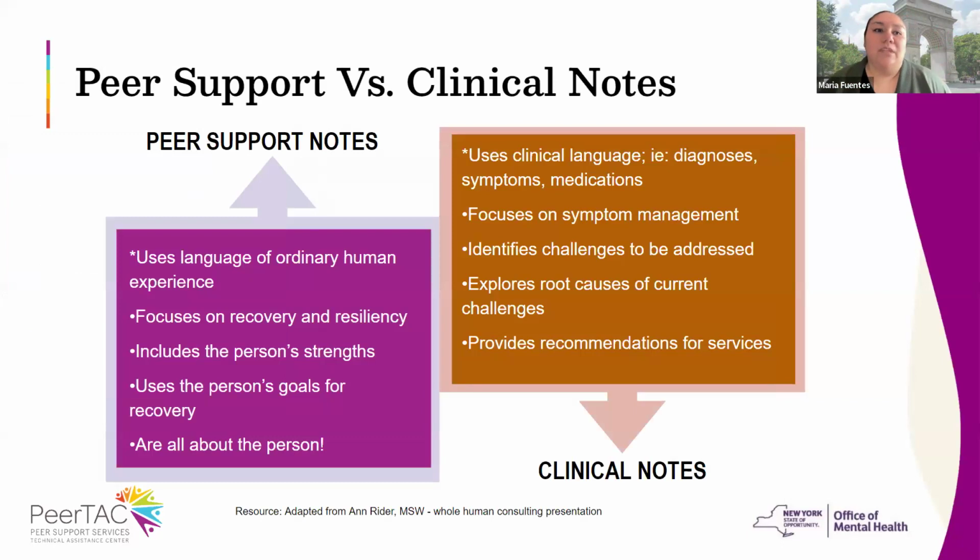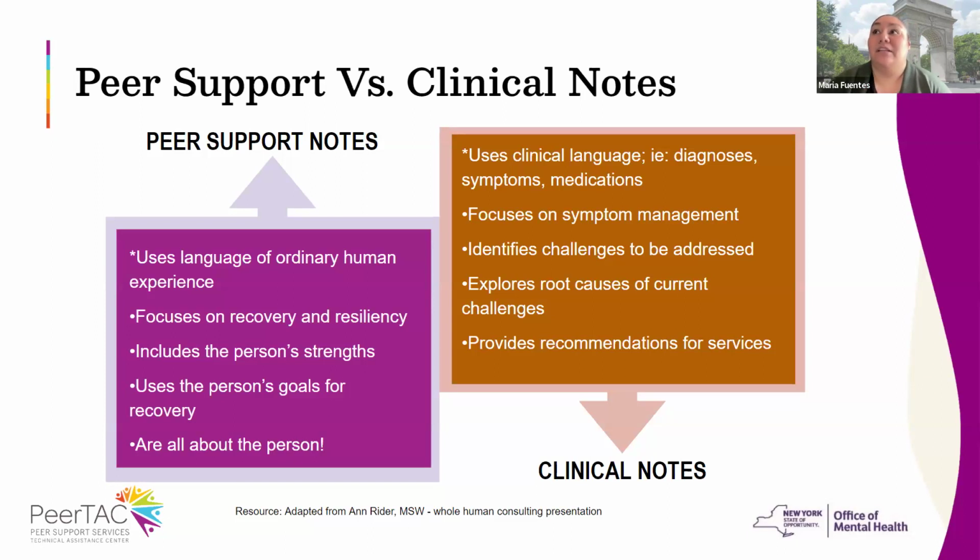All right. This is another thing that came up before. Peer support versus clinical notes. So now let's look at the difference between peer support notes and clinical notes. Peer support notes use language of ordinary human experience. They focus on recovery and resilience. They include the person's strengths. They use the person's goals for recovery, and it is all about that person.